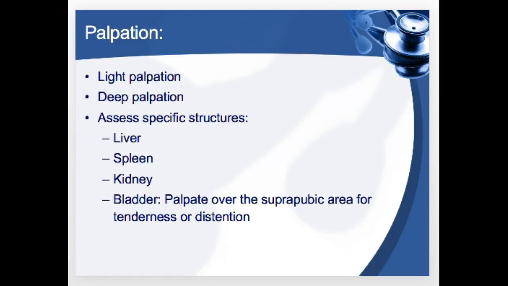Finally, after inspecting and auscultating and percussing, you can get to palpating the abdomen, which again is what people usually jump right to when they think about the abdominal examination. So you'll start with light palpation, then you'll move to deeper palpation to assess the liver, the spleen, the kidneys, and the bladder.